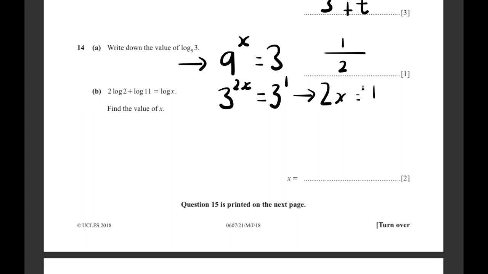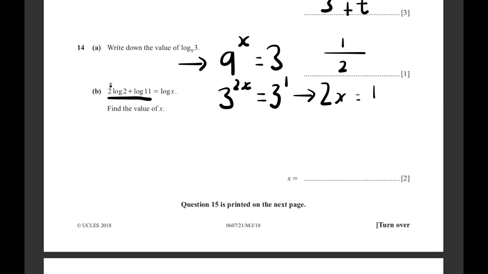Okay, now question B, we want to find the value of x. Common kind of log question on paper 2. The strategy for this is to convert the left-hand side into 1 log and then just read off what x is. So the way we do that is in 2 main steps.